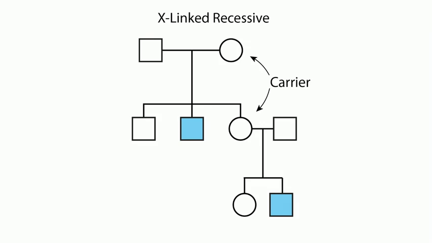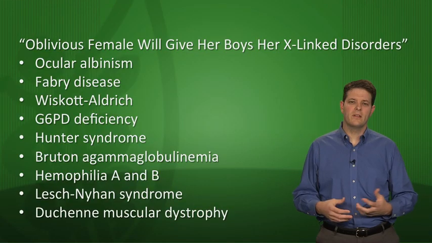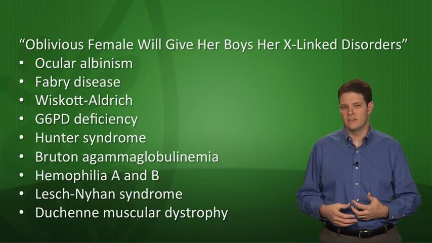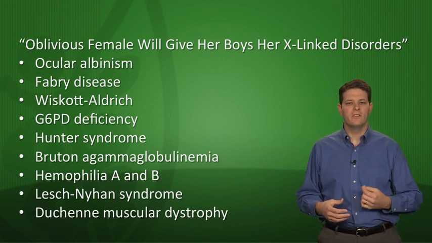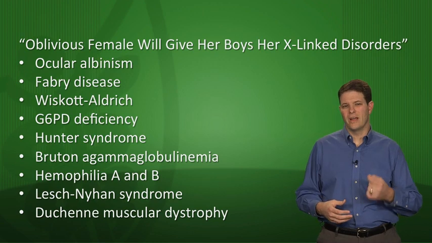So male offspring have a 50% chance of being affected, and female offspring have a 50% chance of being a carrier. And then if a woman has the misfortune of being homozygous for the mutant allele, she can have the disease. So for that to happen, dad would have to have been affected and mom would be a carrier. That's fairly uncommon. But in general, affected males are going to have more severe disease, and affected females are pretty rare. So here's a list of some X-linked recessive diseases. And remember, you can use the mnemonic, oblivious female will give her boys her X-linked disorders.